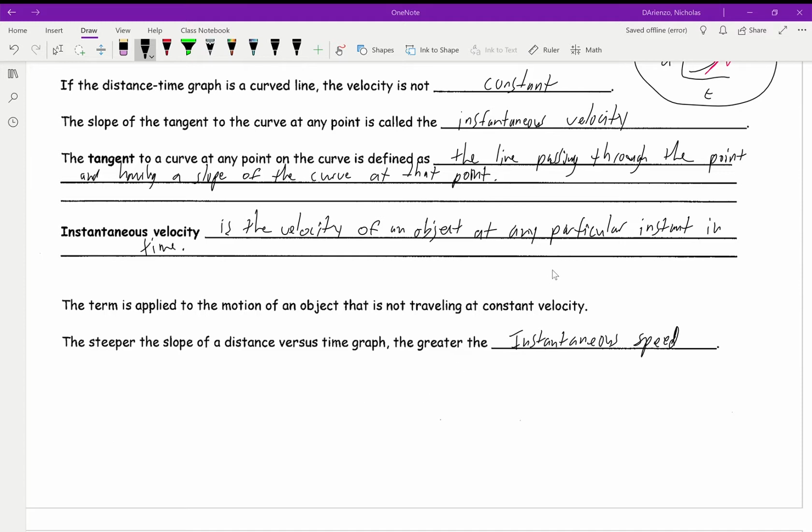We'll do our next video on some practice with calculating speed and velocity of objects using different information.